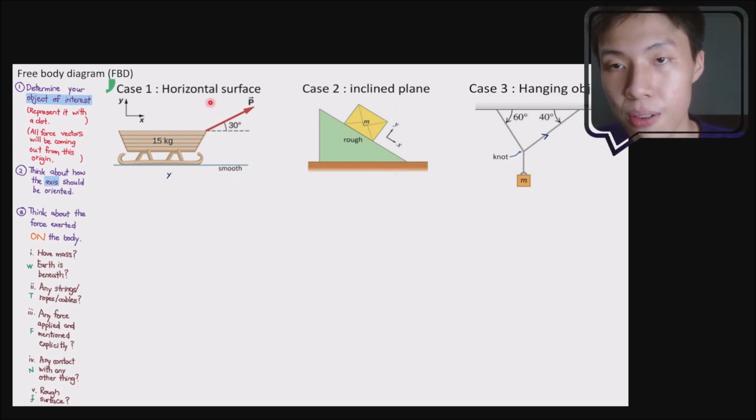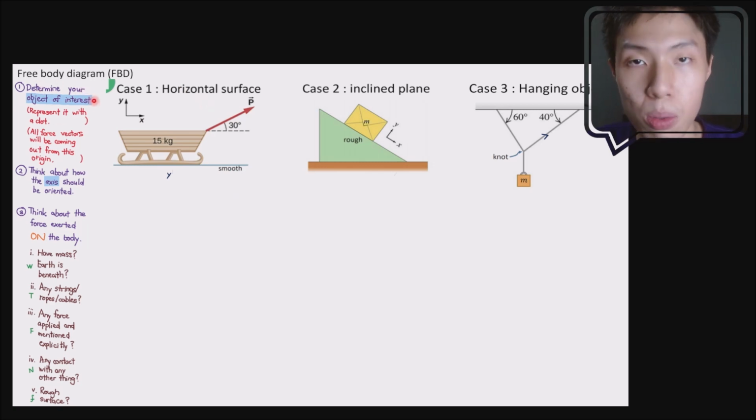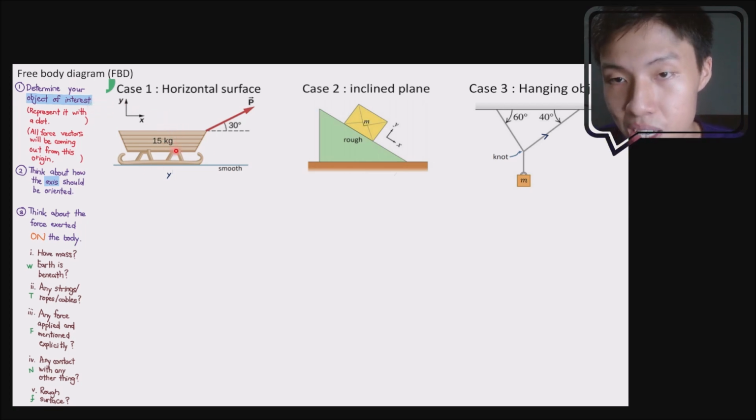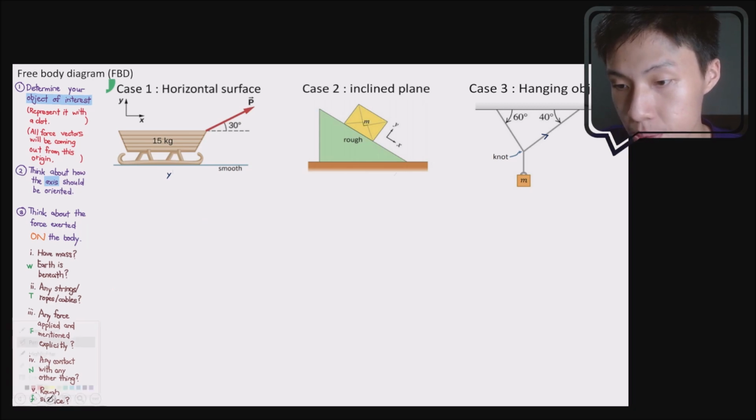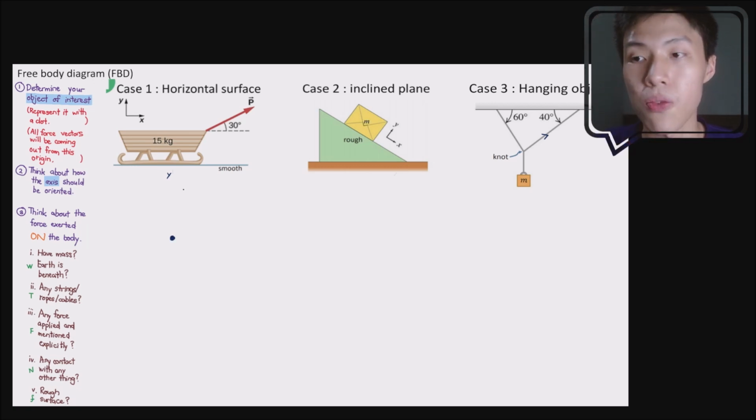So now let's look at the first situation here. The first step that you should follow is you should determine your object of interest. Well, for this situation, it's quite straightforward. Our object of interest will be this thing over here, which I think is a sleigh, the one that Santa Claus rides on. So this sleigh will be our object of interest. So what we do after we determine the object of interest is we use a dot to represent the object of interest. So this dot that I draw over here will be representing the sleigh over here.